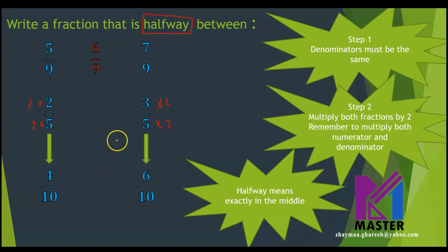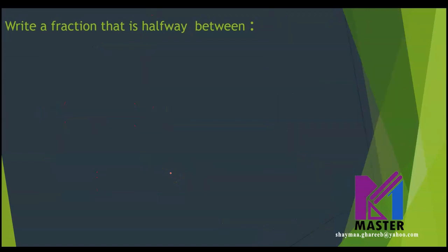What is the number exactly in the middle between 4 and 6? It's number 5. Then 5 over 10 will be the fraction that is exactly in the middle, or the halfway fraction, between the 2/5 and the 3/5. Is this clear now? Let's see one more example.